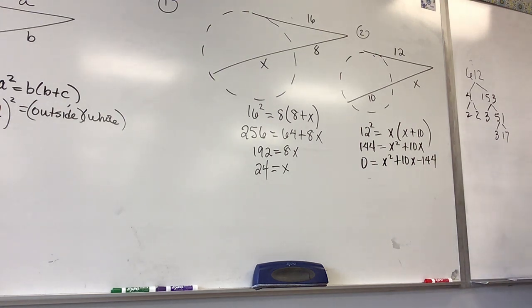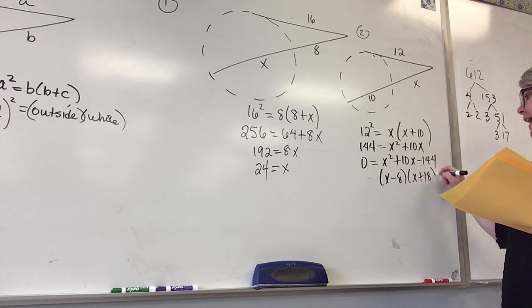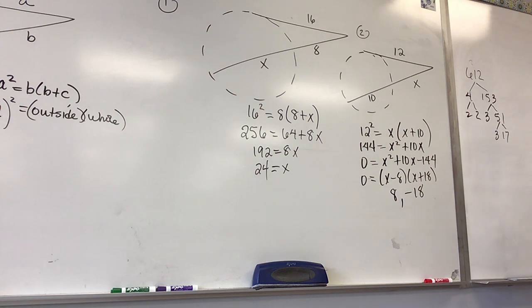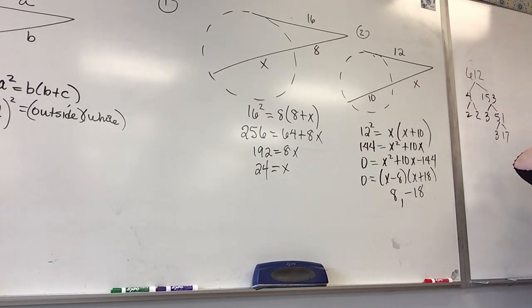Yeah, no. This section is just ugh, isn't it? It just keeps adding more ugh to it. I'm going to do it for you. Are you ready? X minus 8, x plus 18. So I get 8 and negative 18. What do you think about the negative 18? Can you have a negative 18 as the length of an outside segment? So he gets thrown away and your only answer is x equals 8.